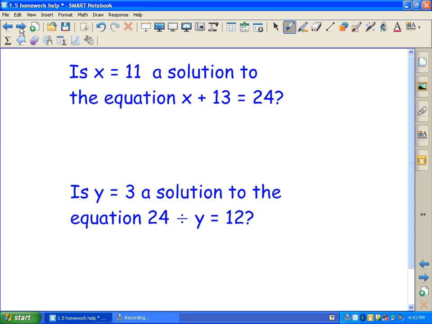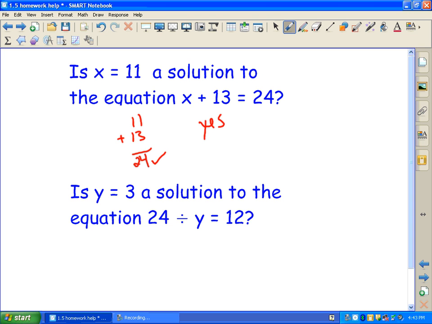Now you also see a couple of questions on the homework that look like this. To say, is x equals 11 a solution to the equation x plus 13 equals 24? So basically all they're asking you is, does 11 make this equation true? So I can check that just by plugging in and doing 11 plus 13, and I'll see that, yeah, I do indeed get 24. So the answer to this is yes.